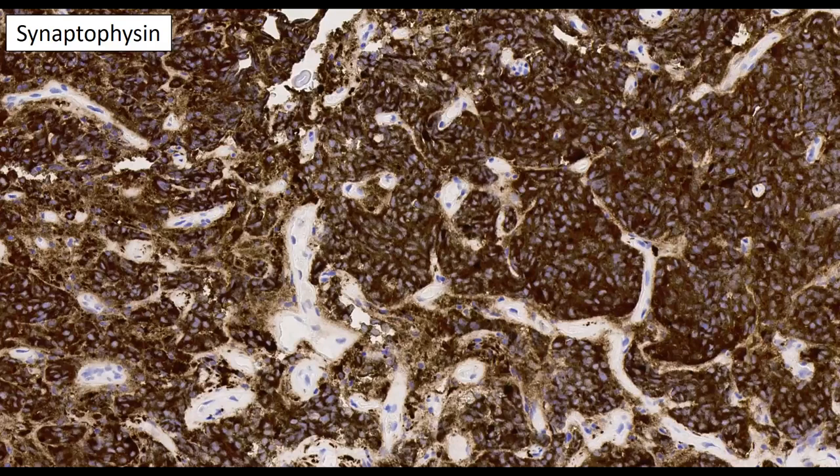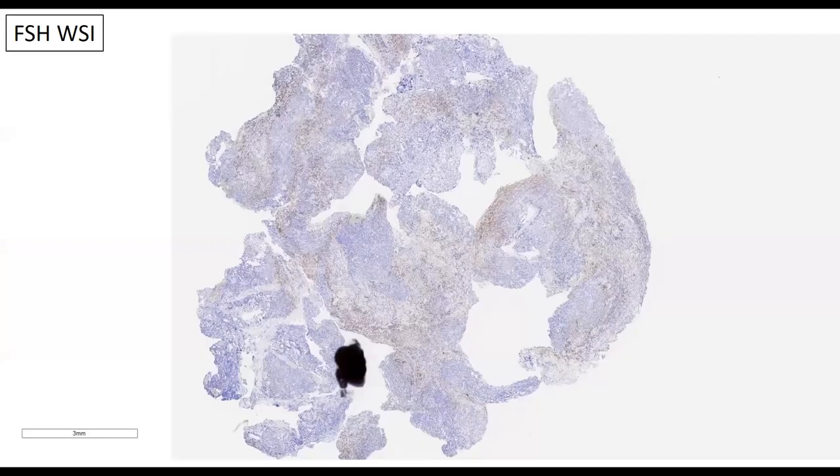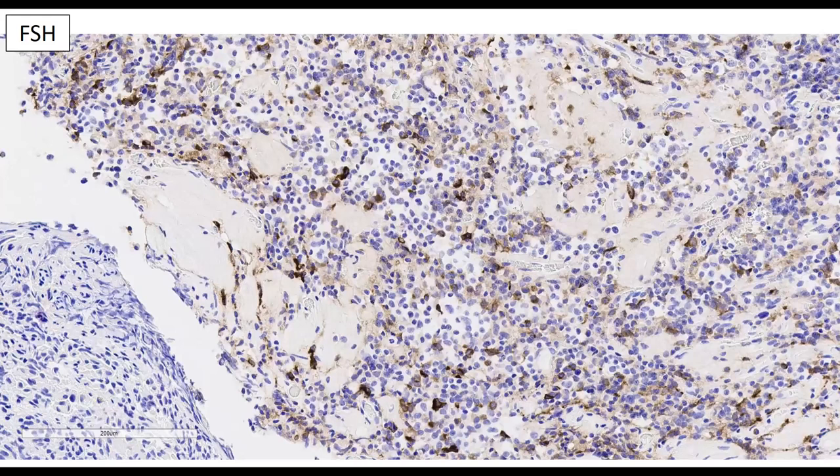All right, super easy. Here's a synaptophysin. 4+ positive, every single cell synaptophysin. That's sounding a whole lot like pituitary or neuroendocrine carcinoma, except mitotic figures way down. Here's the FSH whole slide imaging. You see a dot. You can see the patchy positivity.